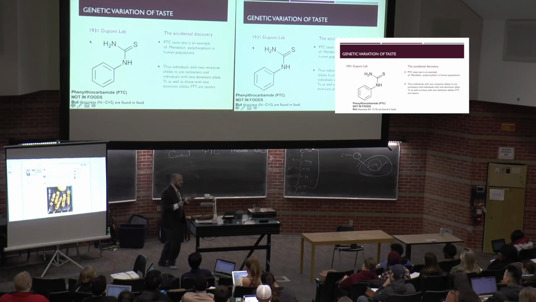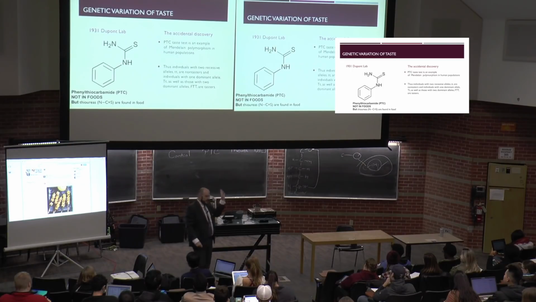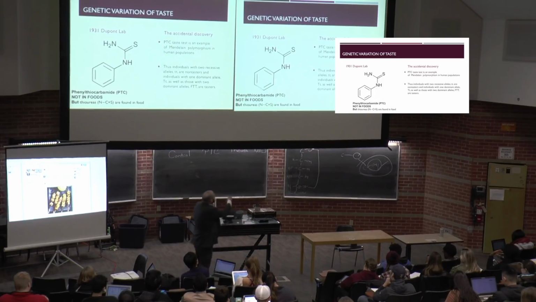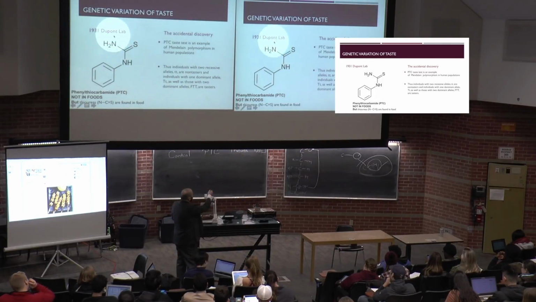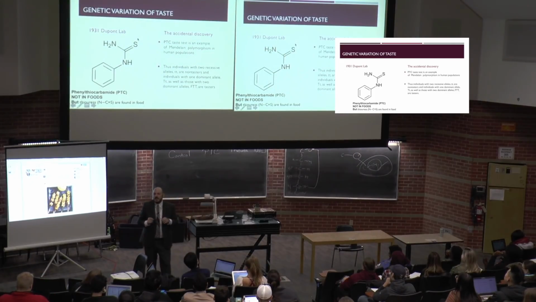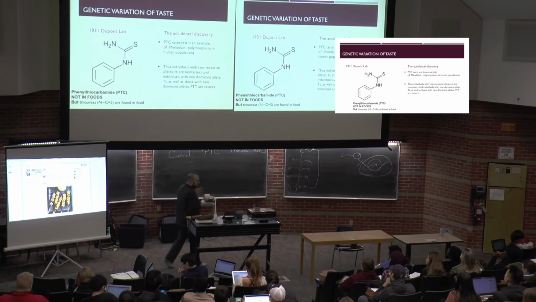Now, PTC is not found in foods, so there's no risk of consuming this in our actual food supply. However, this thiourea NCS group is found in all kinds of cruciferous vegetables. Broccoli, Brussels sprouts, very common.